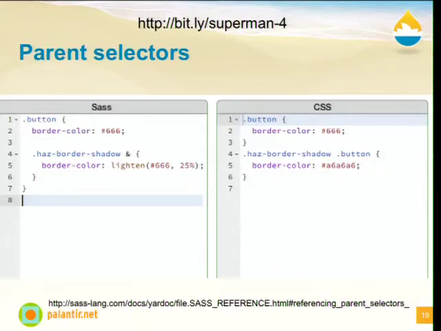Drupal, of course, has lots of body classes. The nice thing about the parent selector is that when you're styling a particular piece of your Drupal site, you can create a nested rule set, but then specify where the parent selector should go. If we didn't have this ampersand here, which is the parent selector, the generated output would be just the opposite: dot button space has border shadow. But because we put the ampersand here, it says when you generate the CSS, look at the parent selector and jam it into this spot.